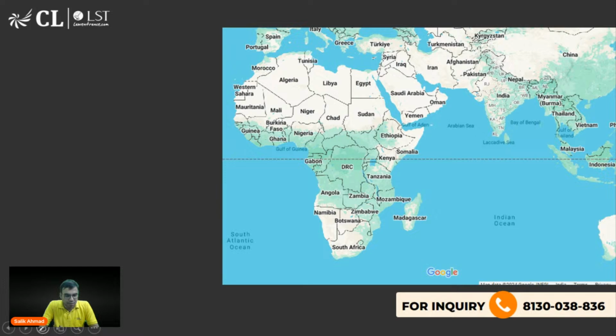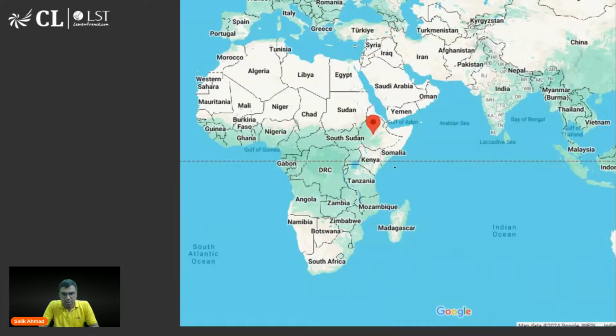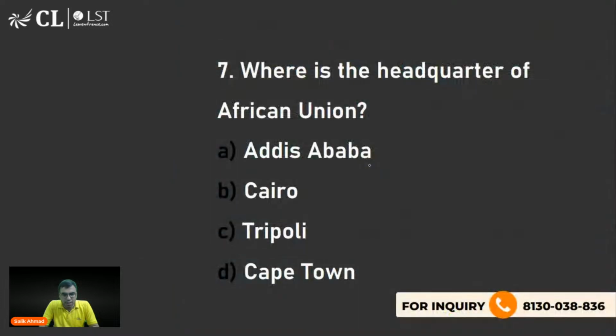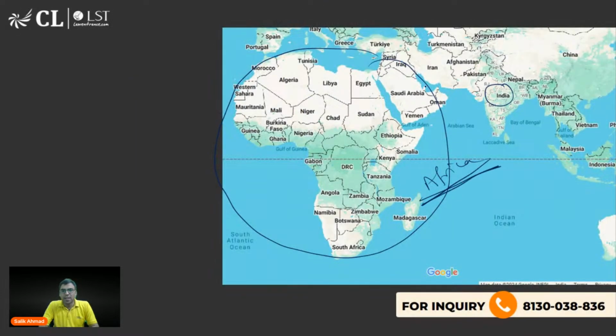So this is India. This is Africa. Here you will find Africa, and the grouping they have formed is called the African Union. Okay.